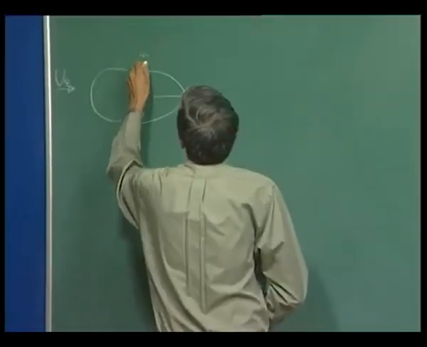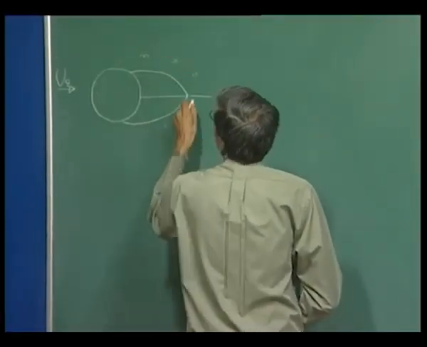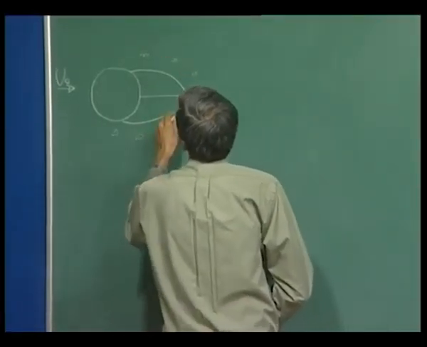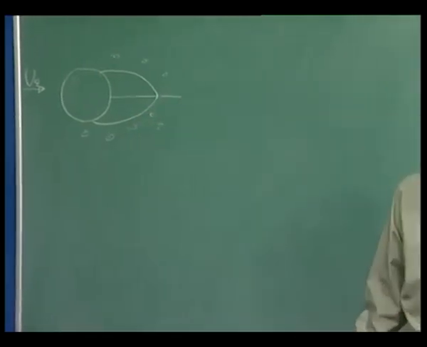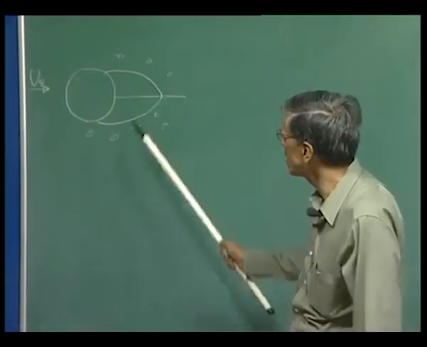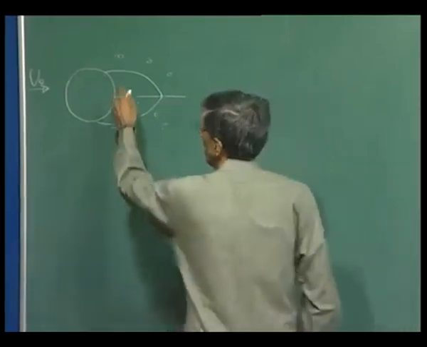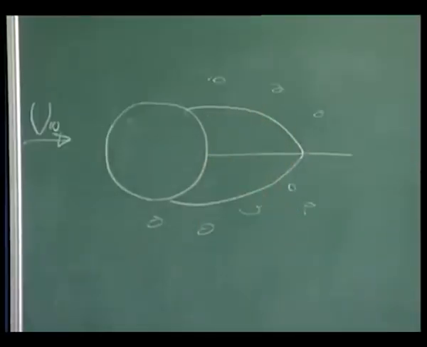Now, these flows also have large eddies like this. So, what happens is, this is a shear layer, this is a shear layer.